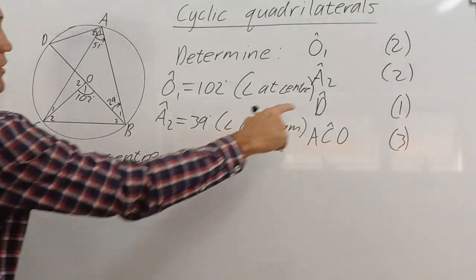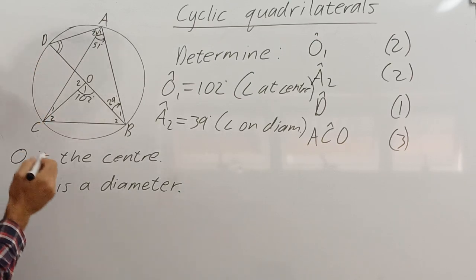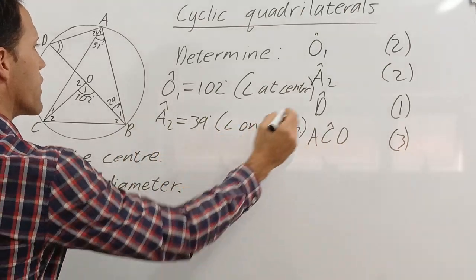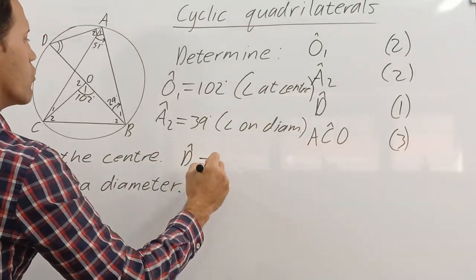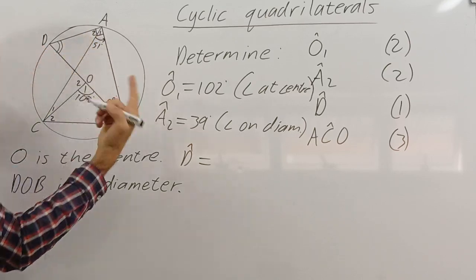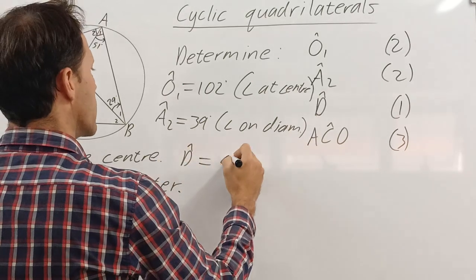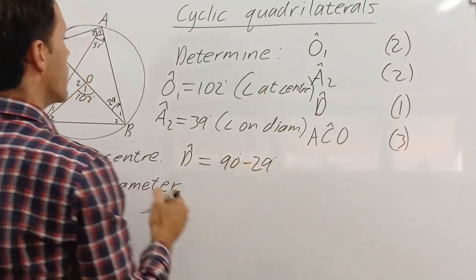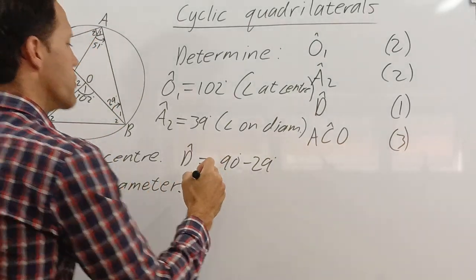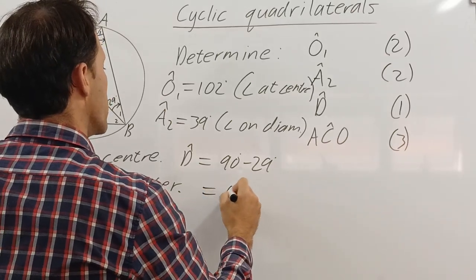So we got A2. Okay, now angle D, this one. Now we can say, if this is 90 and this is 29, then angle D will be 90 minus 29. Or you can say 180 minus 90 minus 29. But you can also just say 90 minus 29, because you already know that one is 90, so these two need to add up to 90. So D is equal to 61.